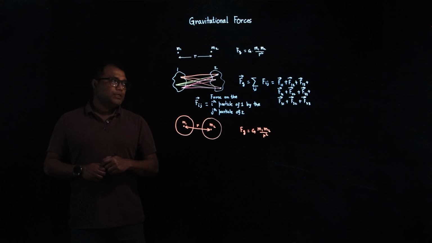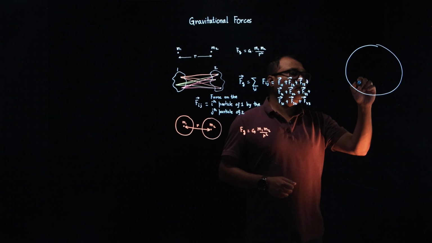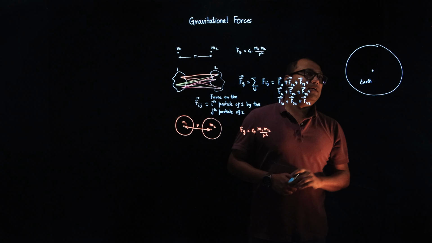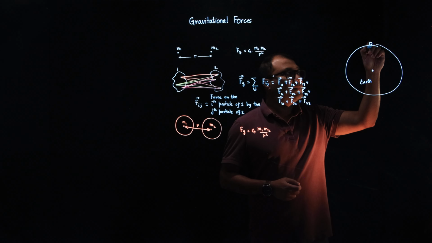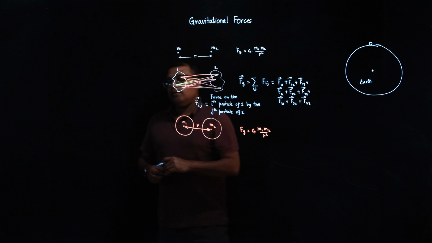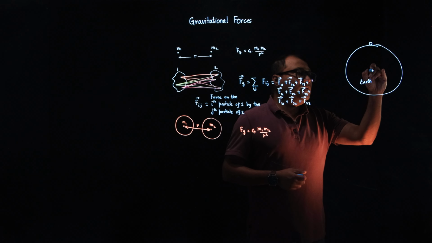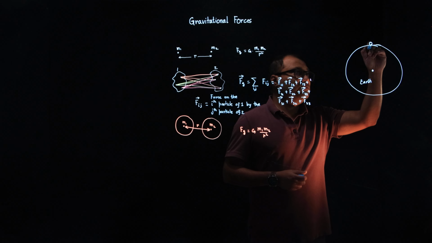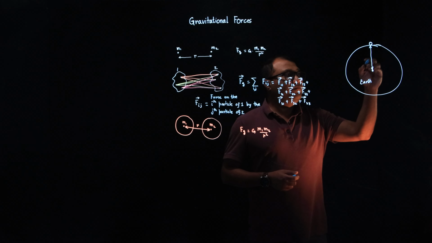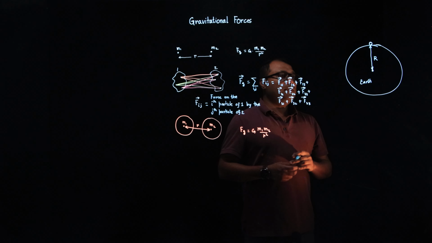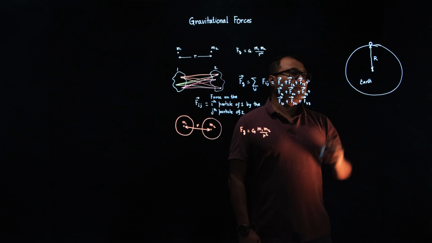Now let's talk about a situation where we have Earth. This is the Earth, this is the center of the Earth, and there is a small body near the surface. It's important to mention that this body is near the Earth's surface. What does that mean? Because Earth's radius is much more compared to the size of this object, we can effectively say that the center of mass of that object is at a distance r, the radius of the Earth, from the center of the Earth.